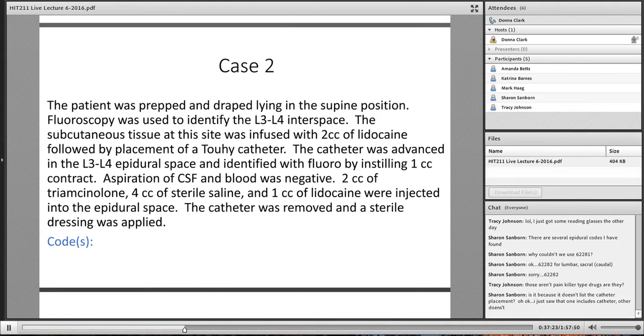So they both said injection of a substance, but the 62282 is injection of a neurolytic substance, and then also the catheter placement. You see that? Those are the two differences in those codes, which makes a big difference. What are you injecting, and also the catheter placement.